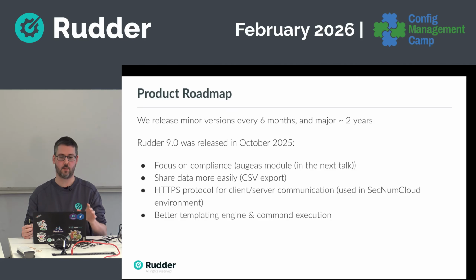We can share data more easily. With Rudder 9, we have a CSV export of every table so that people can simply download and show it to people. We have a new HTTPS protocol for client-server communication with trusted certificates. Yeah, that sounds surprising, but we did not have that before, and it's used in the Secnum Cloud environment. And a better templating engine.